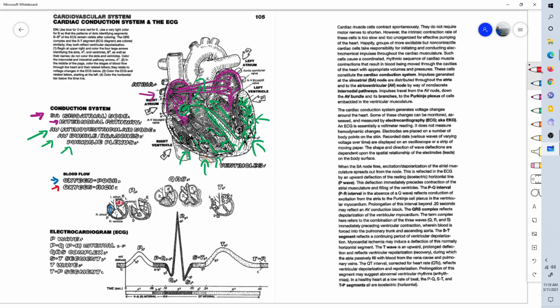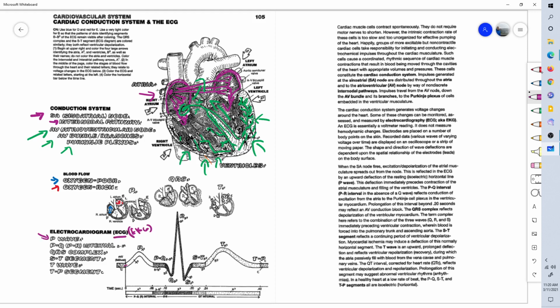When the sinoatrial node gives off its signal, it can be measured. You can put leads on, because it creates a voltage signal. There is depolarization of the cells, and it creates a potential difference, an electrical signal that can be measured. And that's what an EKG is, or an ECG. EKG, same thing. The P wave.